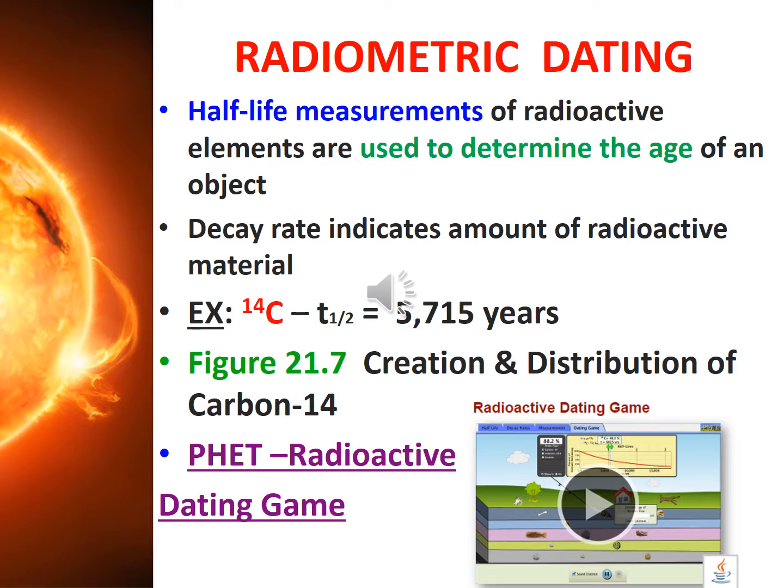On page 888 of your textbook, figure 21.7 goes through the creation and distribution of carbon-14. It has a nice illustration and goes through all the various steps. Please review that so that you have a good understanding of that concept. At the bottom of the slide is a link to a PhET simulation on the radioactive dating game. Click on that and proceed through the activity to give yourself also a good visual of the concept.